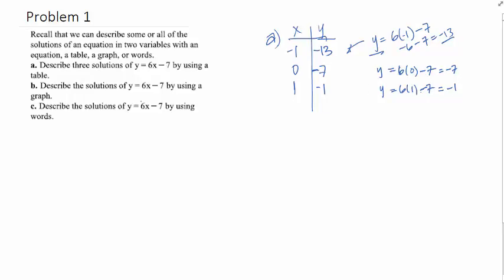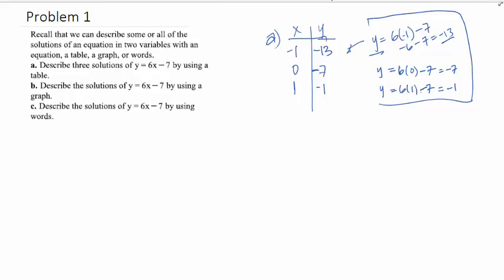So they said three solutions. You can put more if you want to, or you can, in terms of matching up whatever it is in the problem. If they give you the x values, then this is how you essentially find the y values.